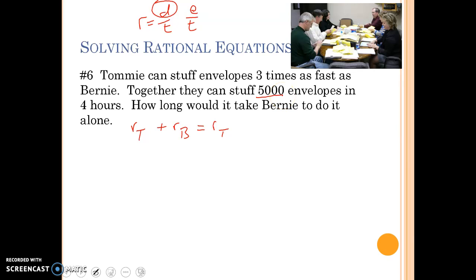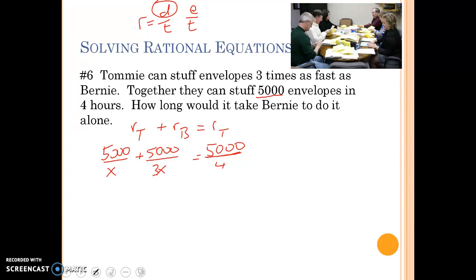So I'm going to start with this rate right here. 5,000 envelopes, together they can do it in 4 hours. And so what we want to do is figure out Tommy could do 5,000 envelopes in a certain amount of time by himself. Bernie can do 5,000 envelopes in a certain amount of time by himself, but those times are going to be different because it says that Tommy can stuff envelopes 3 times as fast as what Bernie can. And so let's say that Tommy stuffs 5,000 envelopes in X hours. Bernie's going to take 3 times as long, or 3X. And so our equation looks like this.